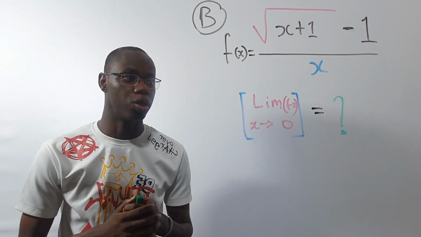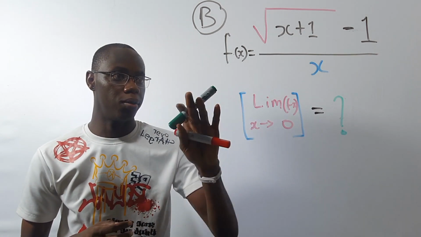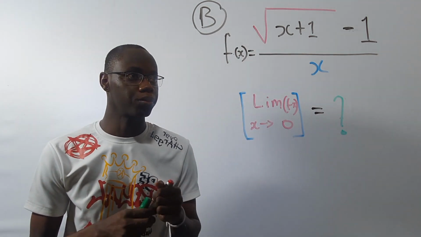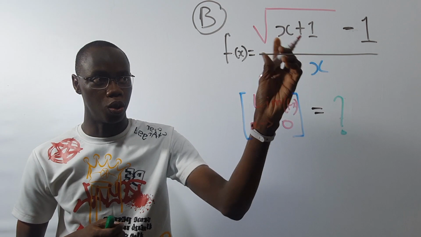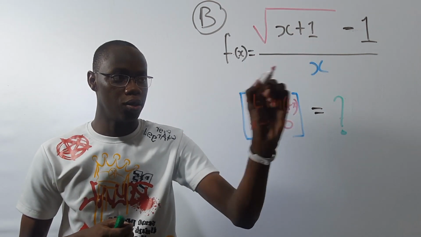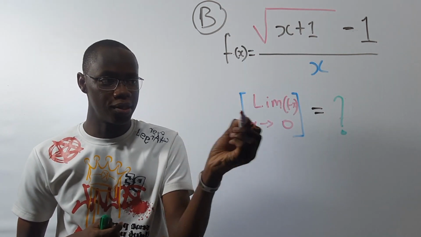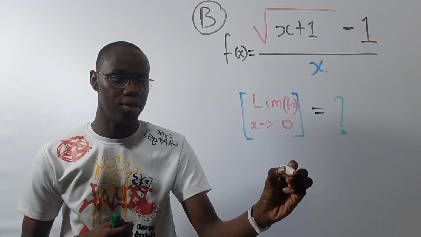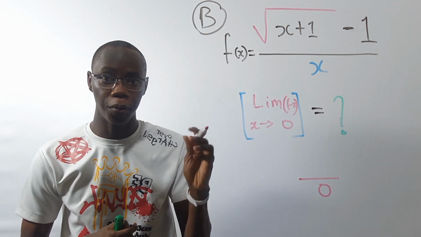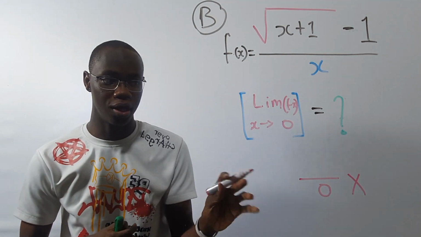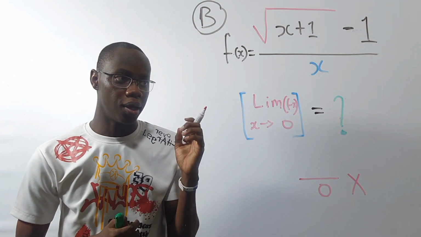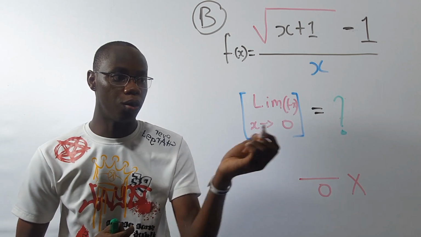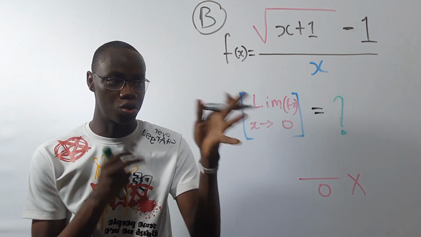So let's continue with this one now. It says f of x is equal to the square root of (x plus 1) minus 1, over x. What is the limit as x tends to 0? You can see clearly that you can never substitute here, because then the denominator will be equal to 0, and we don't want that, because the limit does not exist that way. So we need to solve it another way.